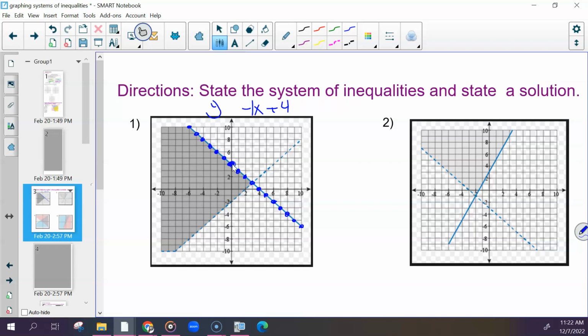We don't know our inequality symbol yet, -1x or just -x + 4. To determine what symbol it is, we know this is a solid line, so it has to be less than or equal to or greater than or equal to. If I'm looking at my y-intercept, is that shaded above or below just for that line? Is this shaded above it or below it? Below it. So that means this has to be a less than or equal to. So that's one of your inequalities. Then we have to find the other.